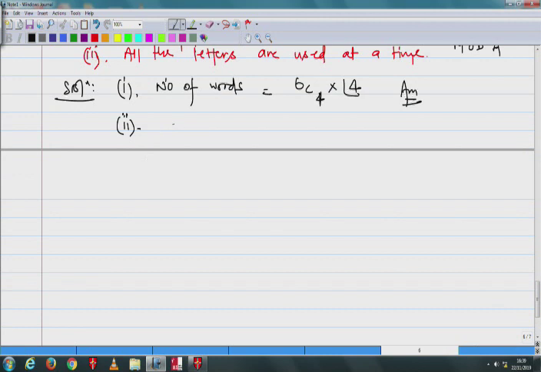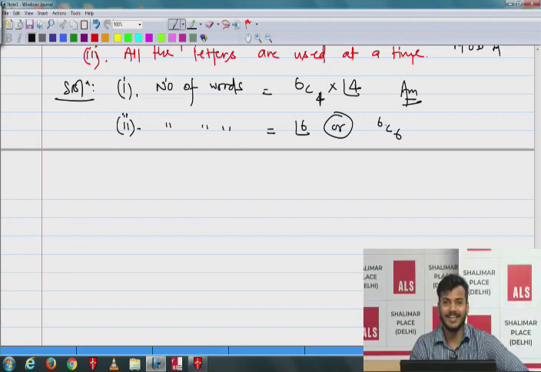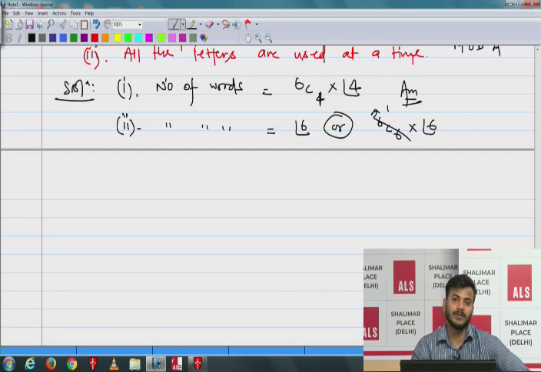Second is, all the letters are used at a time. That means the number of such words will be 6 factorial. Why? You can directly comment on 6 factorial or make a story. What story? Let's select 6C6. Let's select 6 letters out of the given 6 letters and then arrange them. So, this is one method. You will get the same 6 factorial answer from both methods.